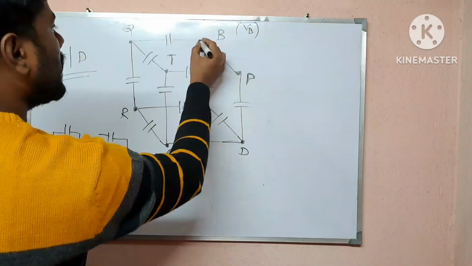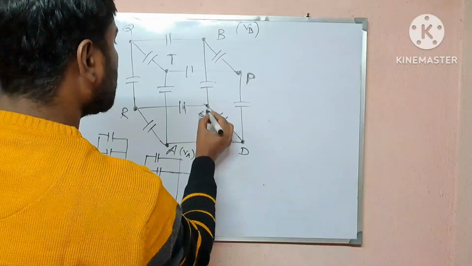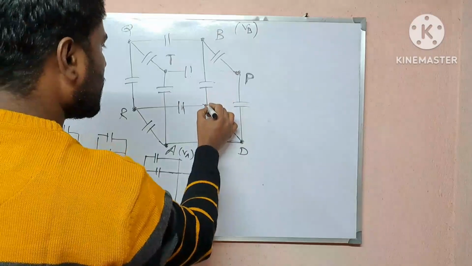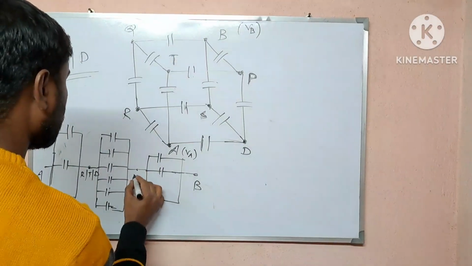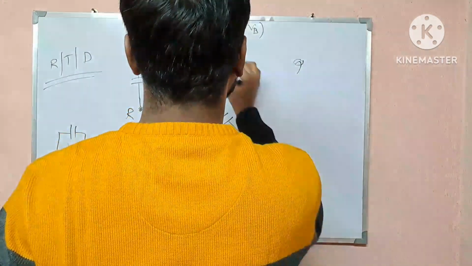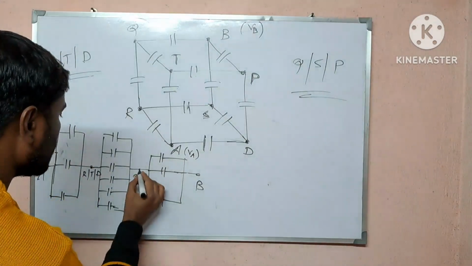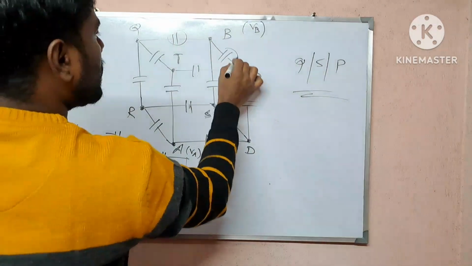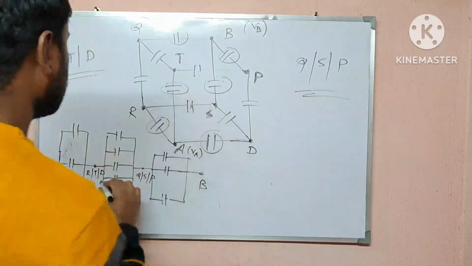Similarly, for B, the directly connected points are Q, S, and P. So these points are also equipotential points. They are Q or S or P, as you wish. So these capacitors are gone, they are already connected. Now these 6 are left.